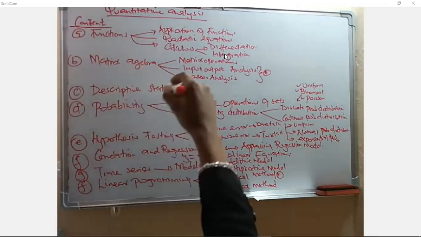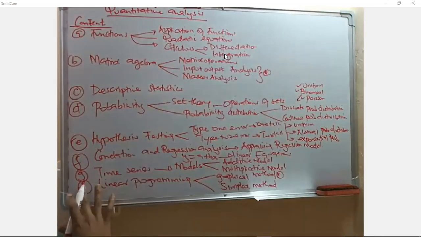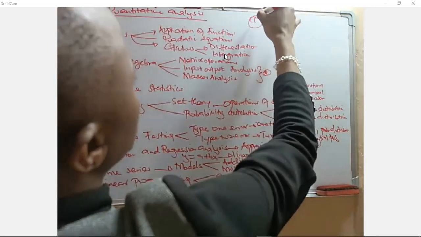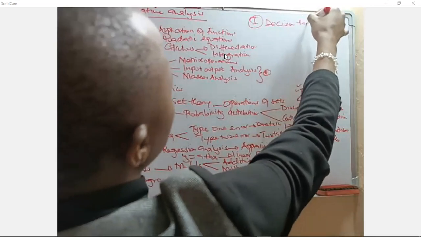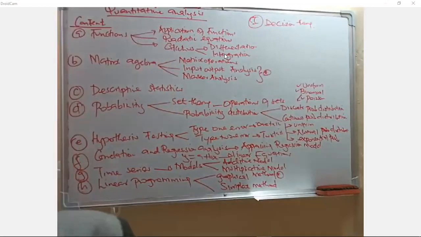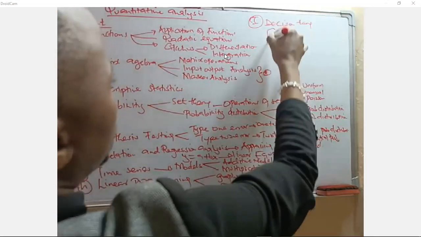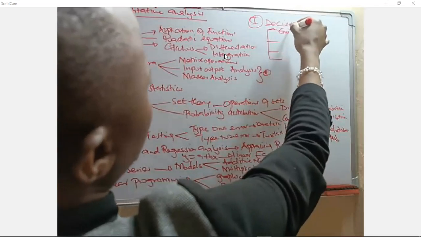Then the last one, H, I, we are going to be looking at decision theory. Decision theory is where we normally look at the three environments in which decisions are made. We normally look at the environment of risk.